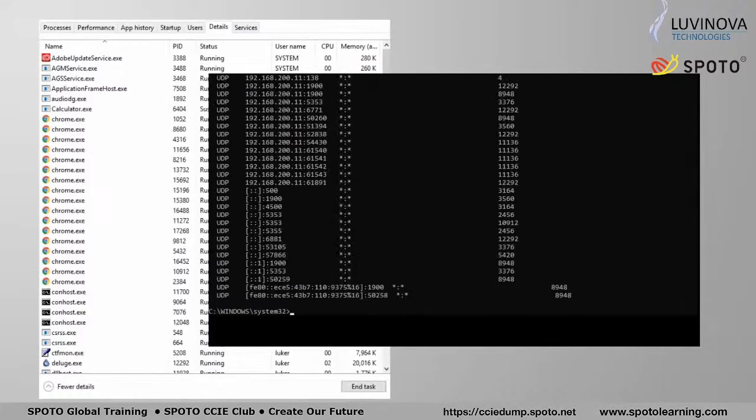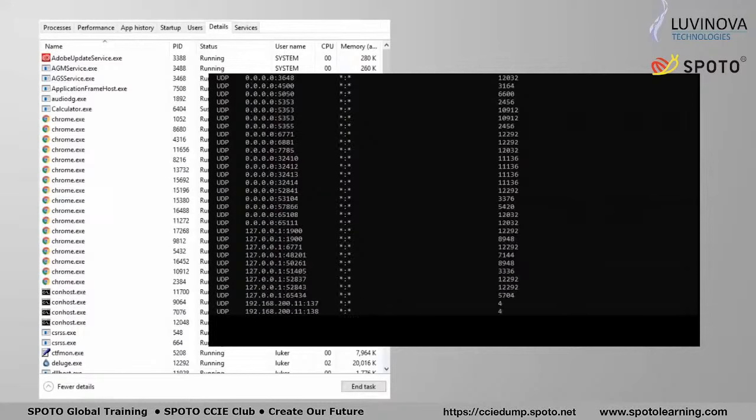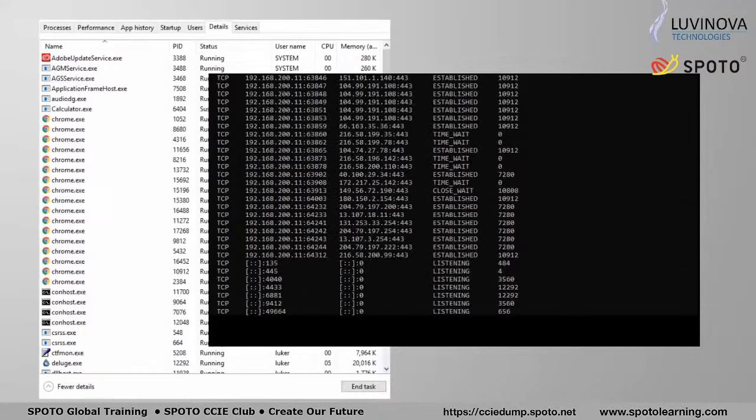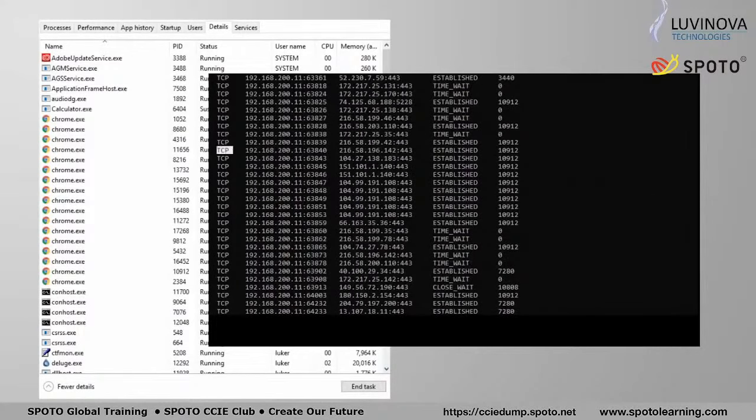A shows all connections, N shows IP addresses instead of host names, and O shows the process ID that owns the connection. Looking at these processes, we can see whether they're using TCP or UDP, the local IP address and port number, the remote IP and port, the state that the connection is in, and the process number, which we can match up on the list we looked at earlier.